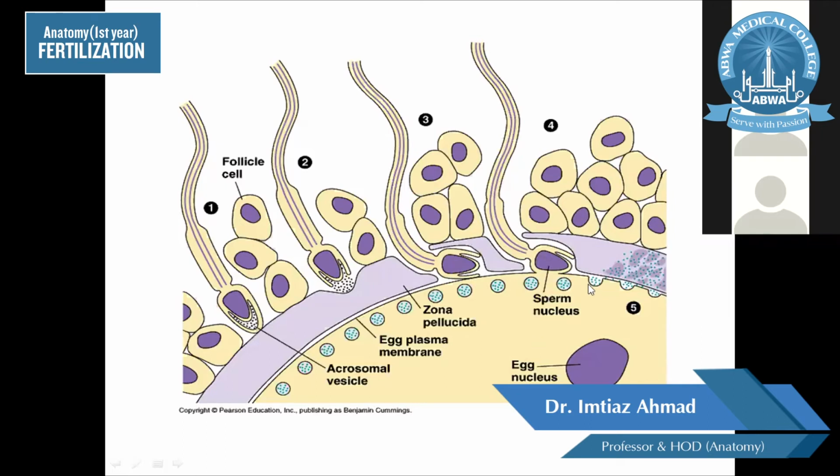And simultaneously these cortical granules, which are in fact lysosomes of the secondary oocyte, would release their contents out into the pericellular space, the space between the zona pellucida and the plasma membrane of the secondary oocyte, and they would create a reaction. That is known as the cortical reaction. We'll see the implication of that reaction. So this is another simplified view to understand the events of fertilization.